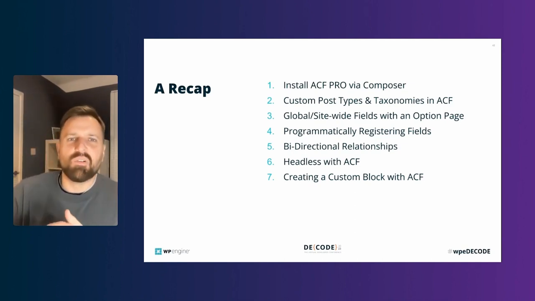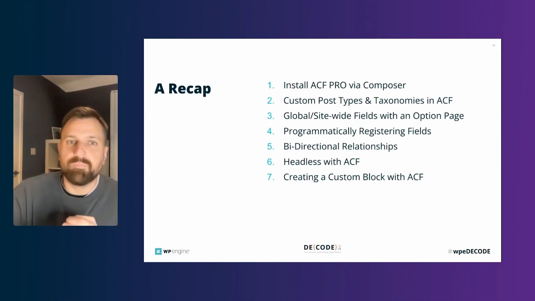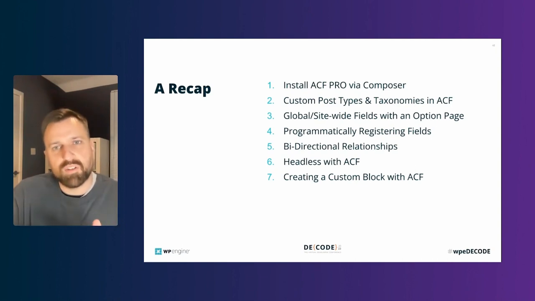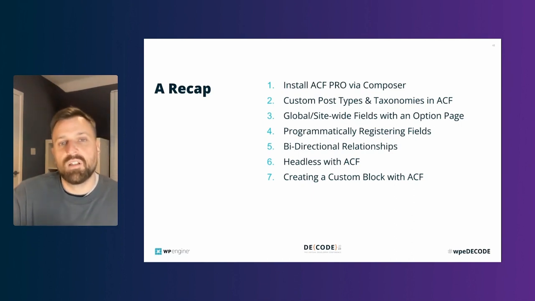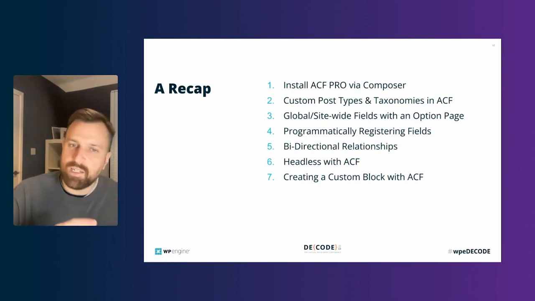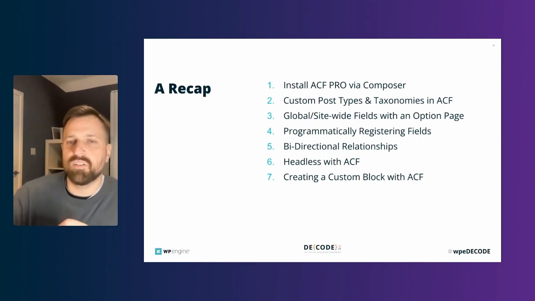That's awesome. Right, let's just go over what we've talked about today. So we went through how to install ACF Pro, but with Composer. We talked about how to register custom post types and taxonomies in ACF. We've looked at registering global or site-wide fields with an options page. And we've looked at a different way to register fields programmatically with a package. Rob's delved into relationships and how to create bi-directional relationships. We've touched on headless with ACF. And Rob's now just done a great example of creating a custom block with ACF with hardly anything apart from some PHP, HTML, and CSS, and no React at all going on. So that's really good. This has been great, Rob.